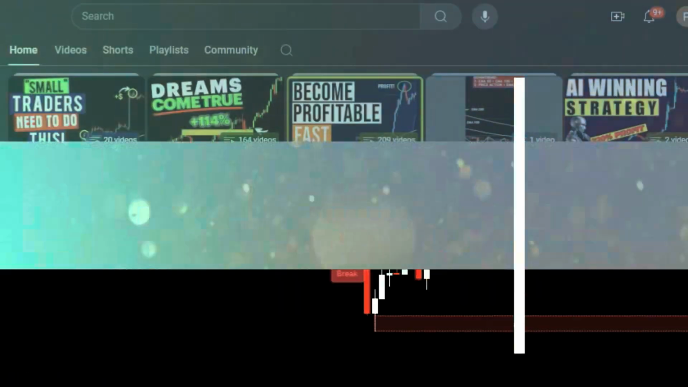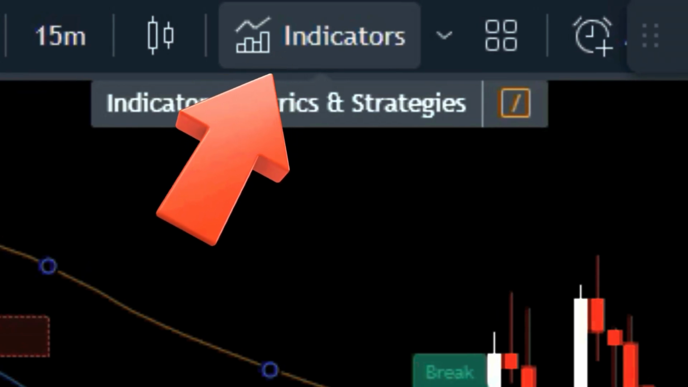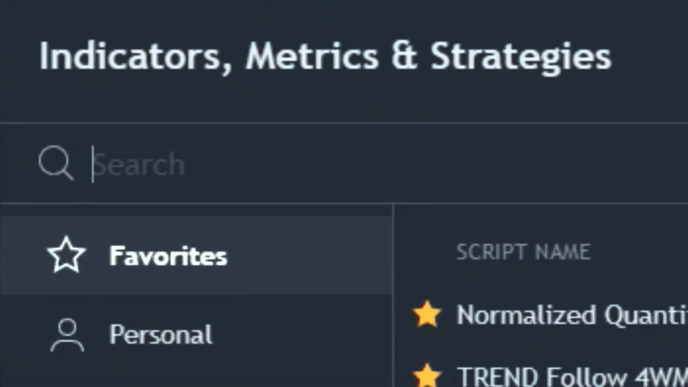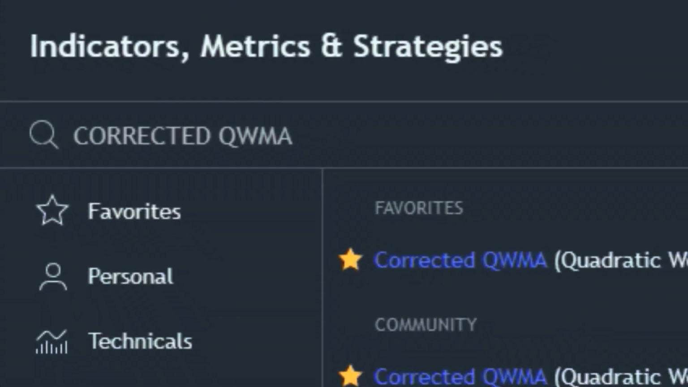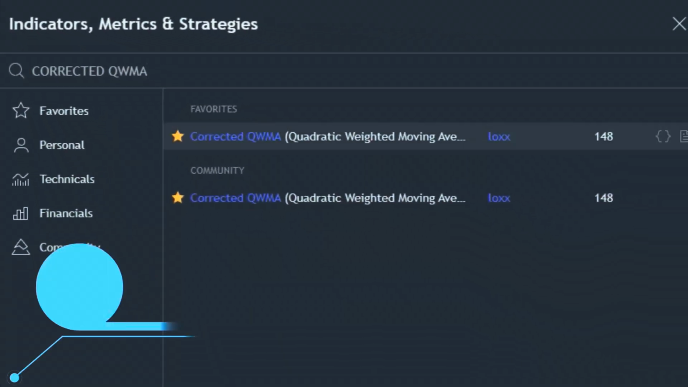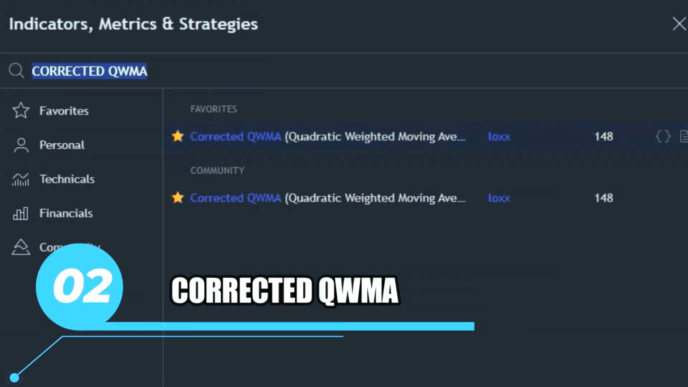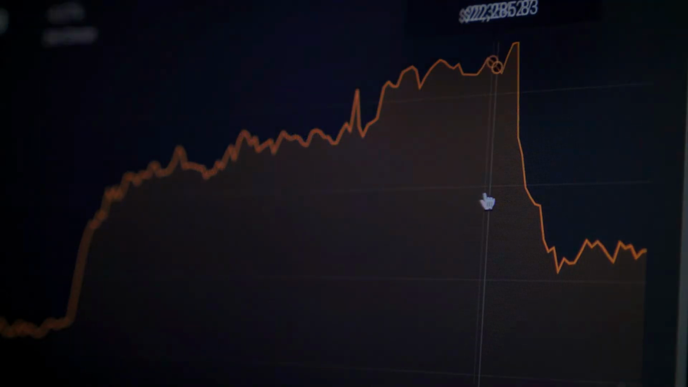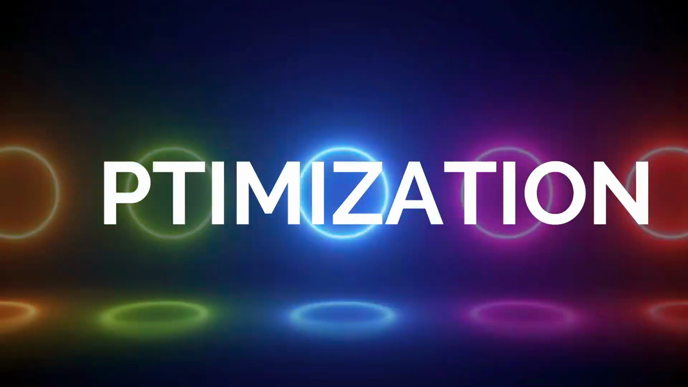Alright traders, let's hop back to the Indicators tab at the top of your screen. Give it a click and you'll spot a search bar just waiting for your next move. Now we're on the hunt for our second indicator, the corrected QWMA. Now that you've got this powerful tool at your fingertips, let's fine-tune its settings to create a killer scalping strategy.